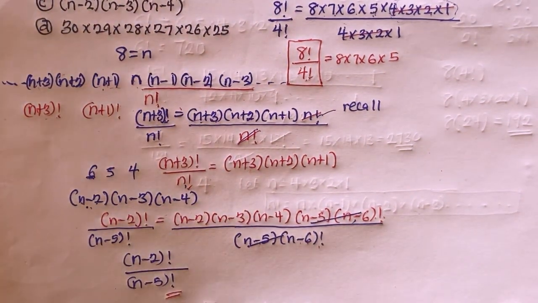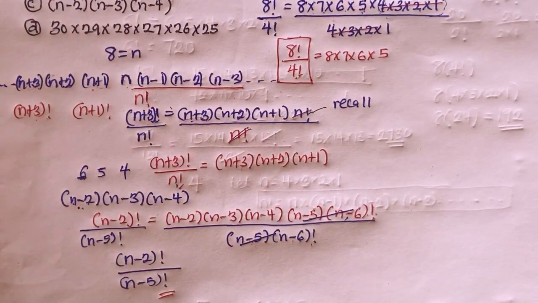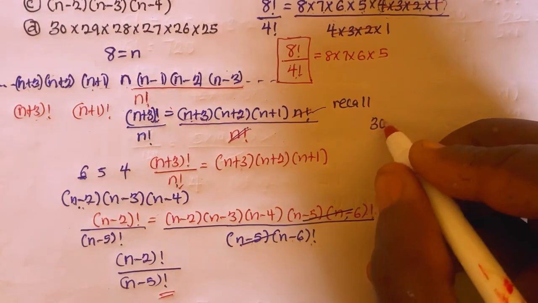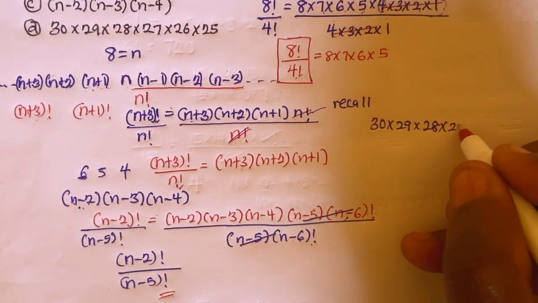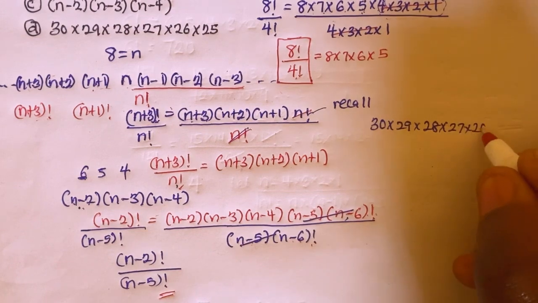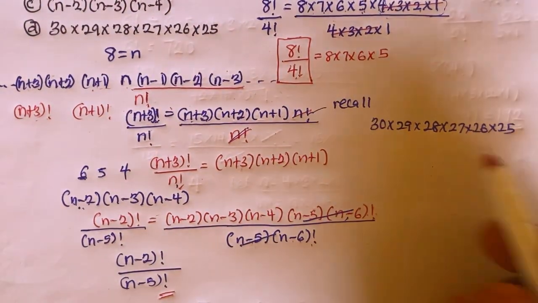So I think we have one more question. Exactly, we have one more question. So the last question we are having here is just 30 multiplied by 29 multiplied by 28 multiplied by 27, right? Then multiplied by 26 multiplied by 25. So we are asked to find the factorial expression for this form.